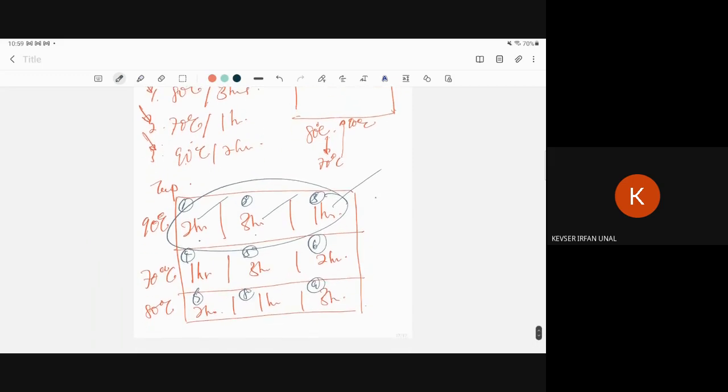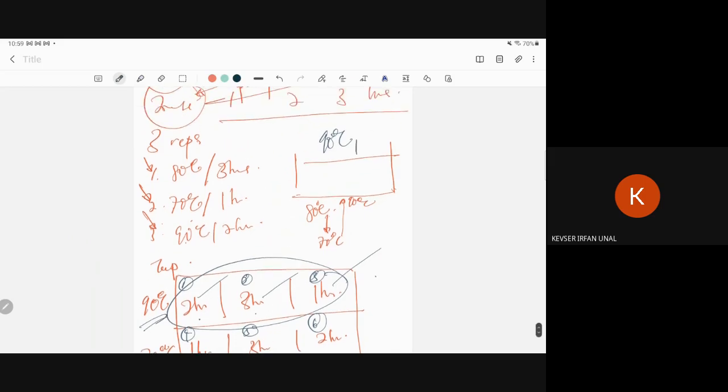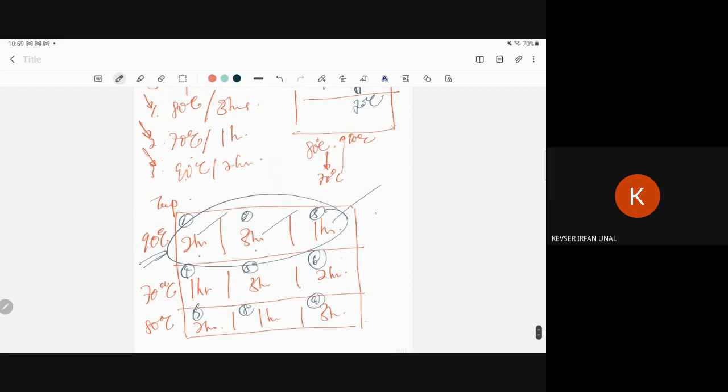Okay. So, and then after that, you finish your 90. Now, you reduce it to 70 degrees C. And then for 70 degrees C, you do for all of this. And then you increase to 80 degrees C, and then you do for all of this. Okay? So, meaning that less manipulation of the temperature.